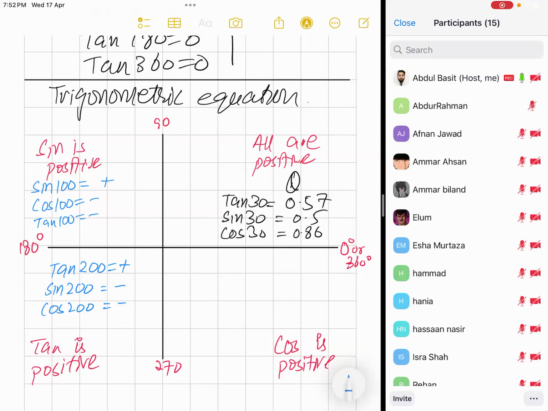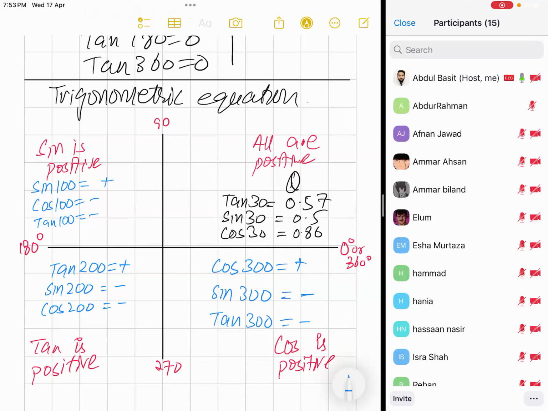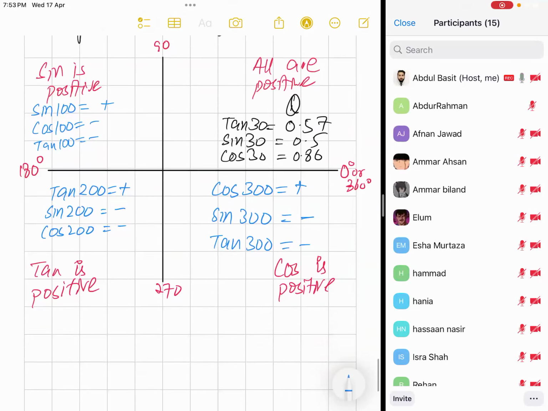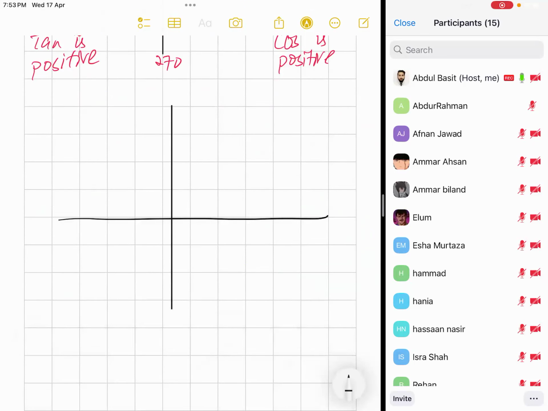And the fourth quadrant would be angle greater than 270. Let's take 300. So cos is positive only. So let's check. Cos 300, check if it's positive or negative. Positive. Check sine 300. This will be negative. And check tangent 300. This would be negative as well. Agree? So for the shortcut, this is just for the sake of understanding, you have to remember only that this is the sine region, this region is the tan region, this region is the cos region.